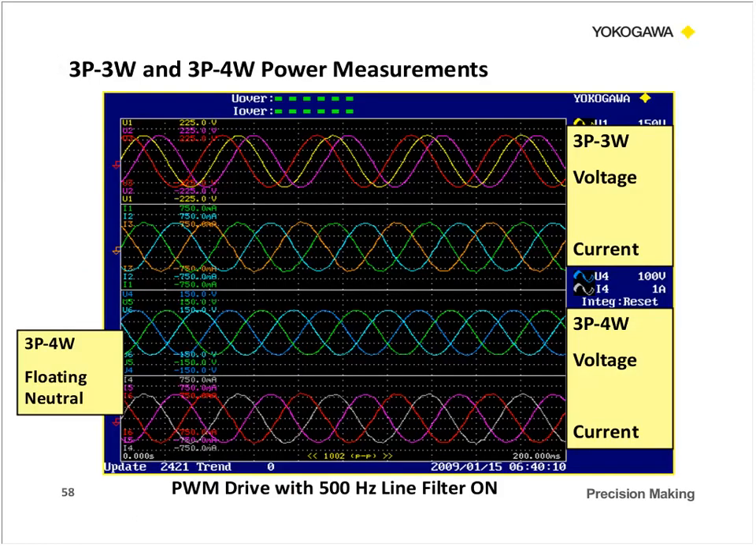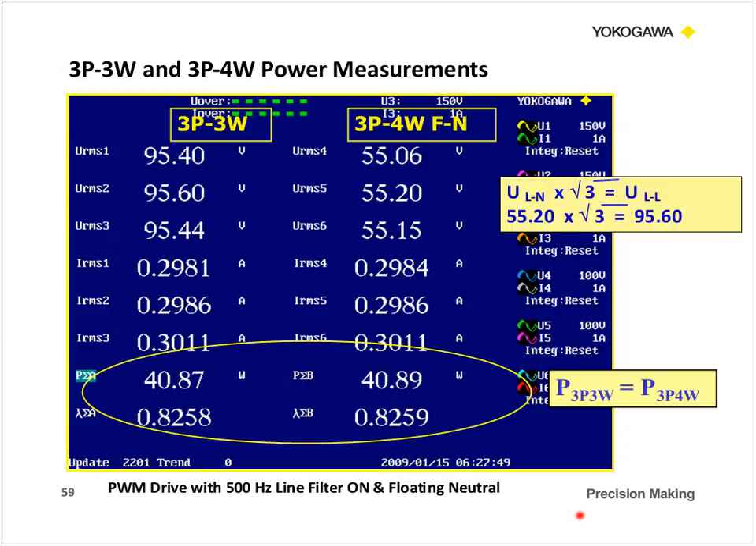So here we've got a three-phase, three-wire voltage, 60 degrees apart, and my currents are 120 degrees apart. I create a floating neutral, and I get what looks like a three-phase, four-wire. My voltages are now 120 degrees apart, and the same with the current. So that's with our low-pass filter on. But remember, you're measuring the fundamental, not the total.